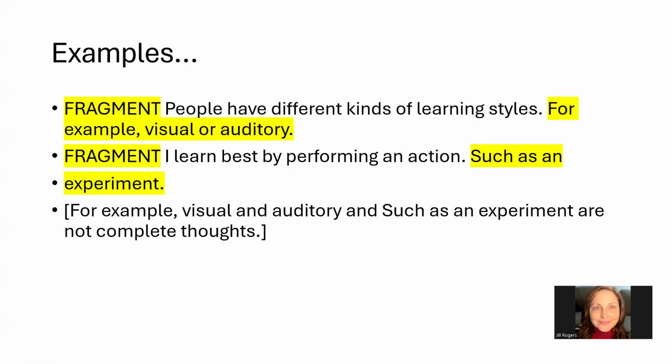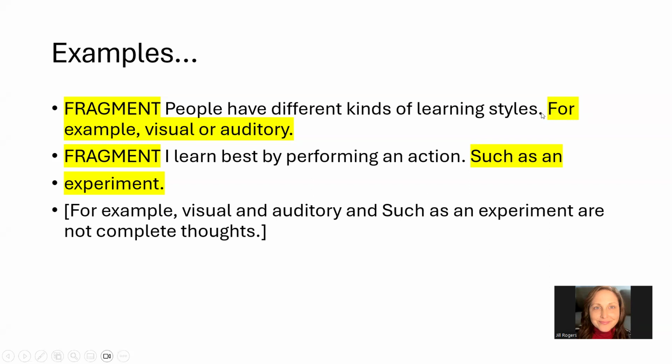All right, so let's take a look at some examples. "People have different kinds of learning styles. For example, visual or auditory." Now, this is almost a complete sentence. It's nice that this person wrote "for example," but we're missing the subject and a verb. So how do we fix it? We either add the subject and a verb for this sentence or just add it to this one. And you could put a comma. The comma rule is the same thing.